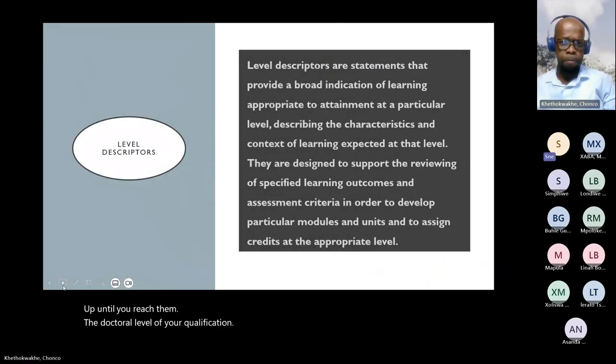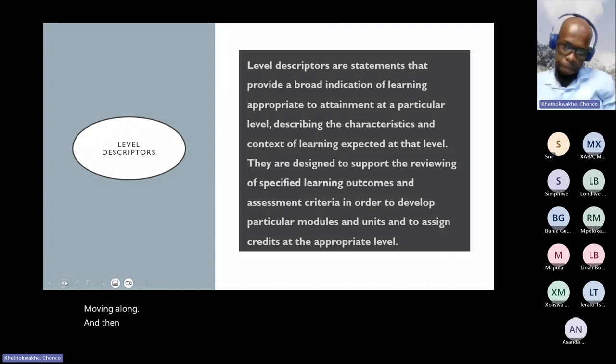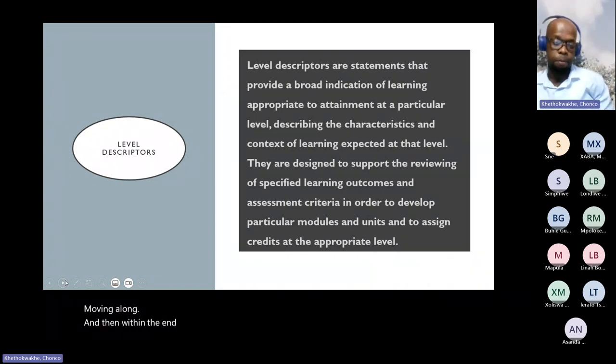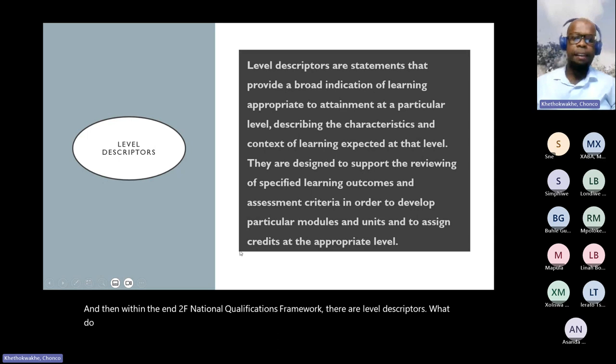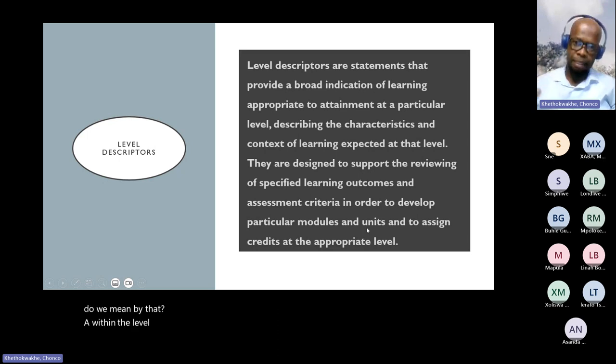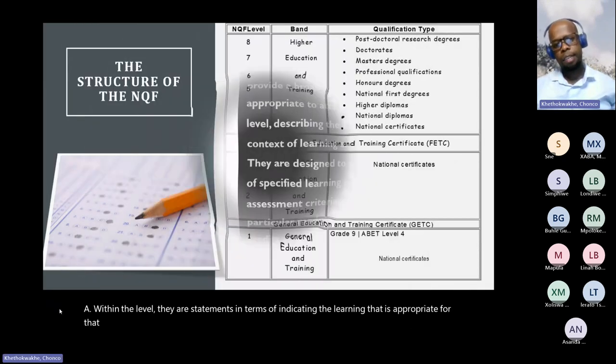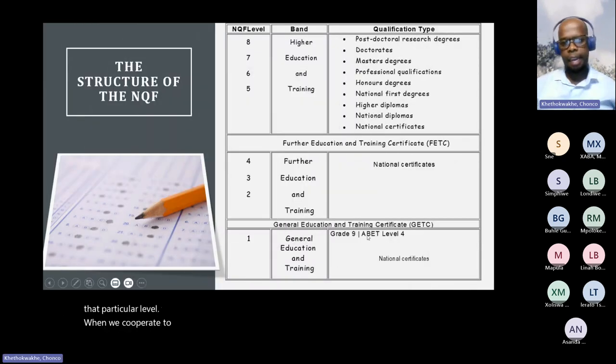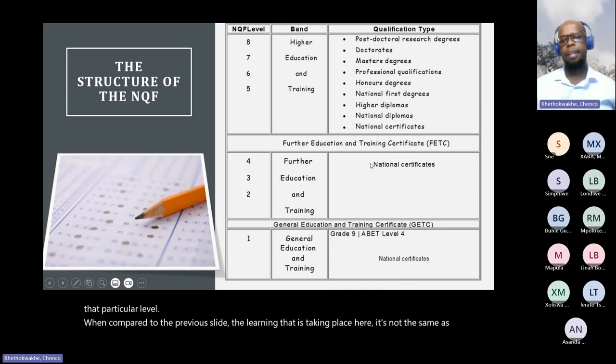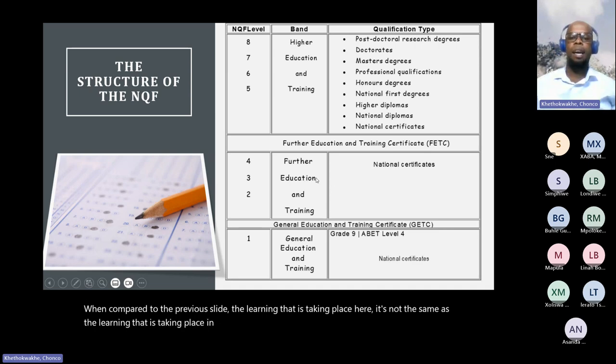Moving along, within the NQF, the National Qualification Framework, there are level descriptors. What do we mean by that? Within the level, there are statements indicating the learning that is appropriate for that particular level. Like, for example, when we go back to the previous slide, the learning that is taking place here is not the same as the learning that is taking place in the FET section. And the learning that is taking place here is different as you go along.